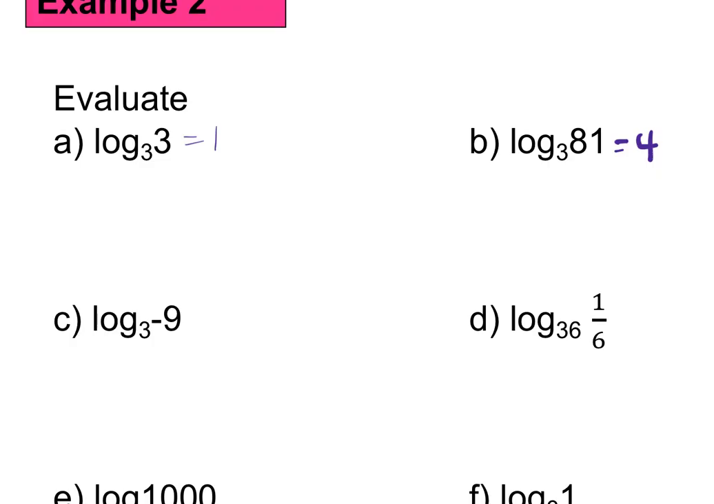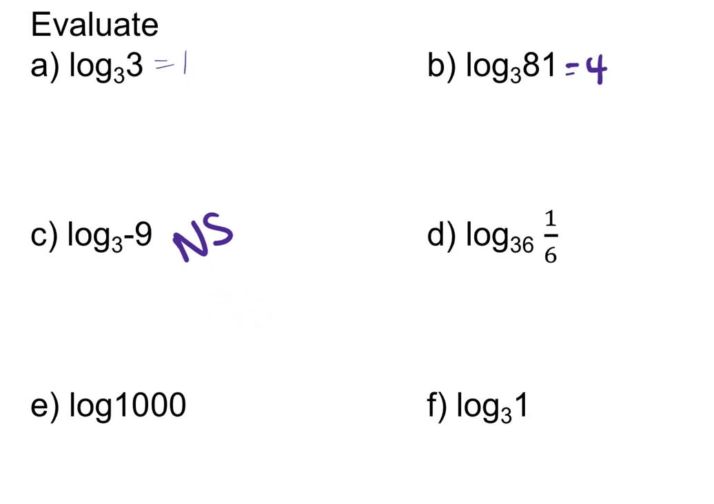A -2 moves it, right? A negative on an exponent would move it. It would be 1/9. But there is no power I could raise a positive number to make it negative. So if what's next to the log is negative or 0, it's no solution. It can never happen.